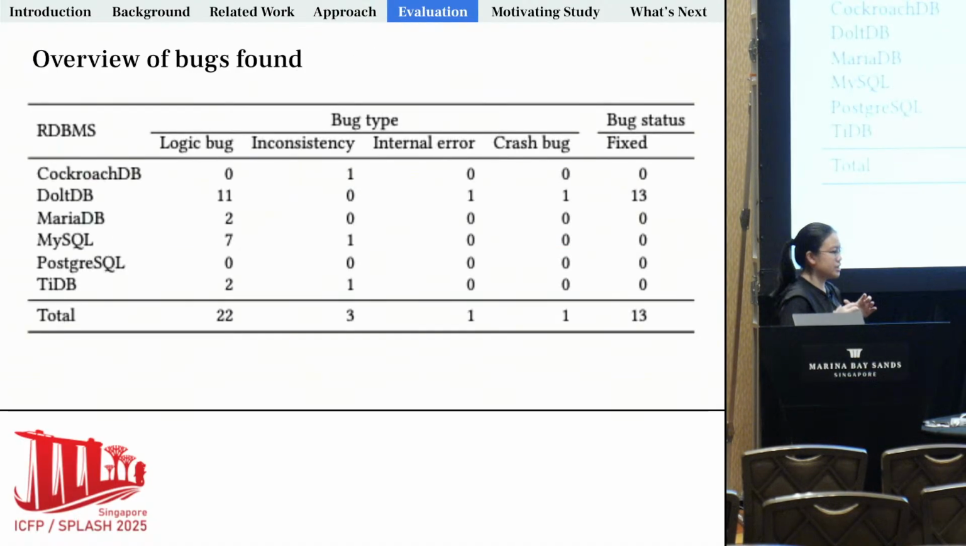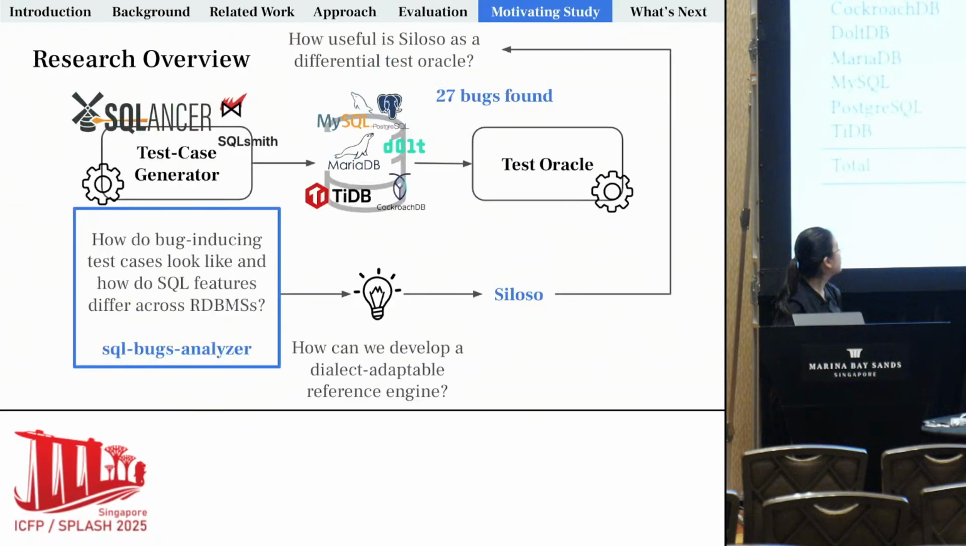So we evaluated Siloso extensively and found about 27 bugs across 6 different database systems, all of which are unique and have been verified by the respective database system developers, a proportion of which, 13, have also been fixed. So just now, we have covered the development of Siloso as a dialect-adaptable reference engine and demonstrated its effectiveness in being able to detect many bugs that are found.